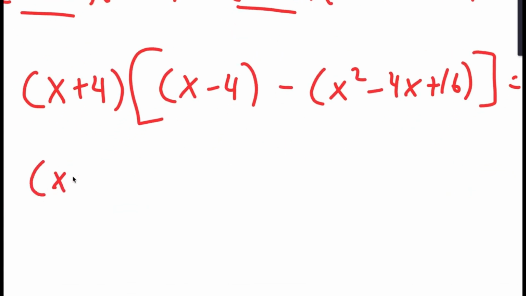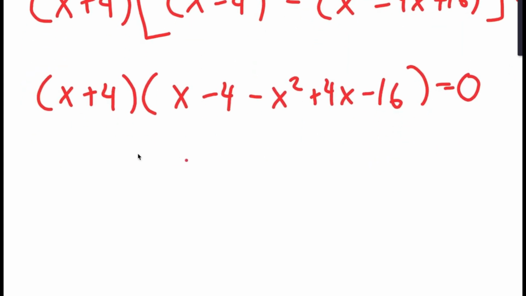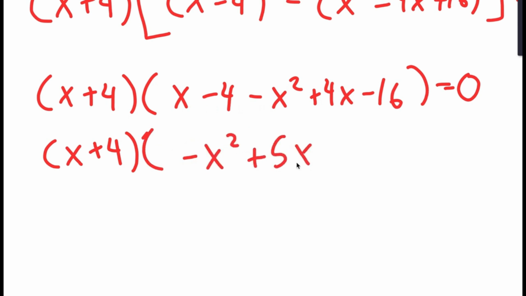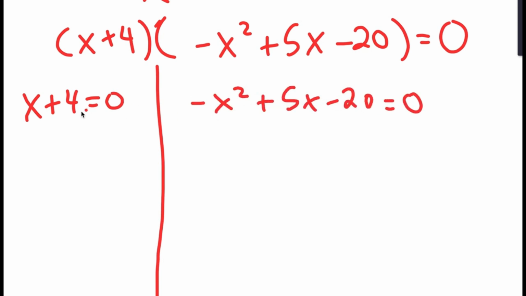Now from here, this is equal to x plus 4 times x minus 4 minus x squared plus 4x minus 16. I just distribute the negative sign, is equal to 0. And let's simplify this even more. I get x plus 4 times negative x squared plus 5x minus 20 is equal to 0. So I get two equations from this. I get x plus 4 equals 0, and negative x squared plus 5x minus 20 is equal to 0. So first, for x plus 4 equals 0, all we have to do is subtract 4 on both sides, and we get x is equal to negative 4.